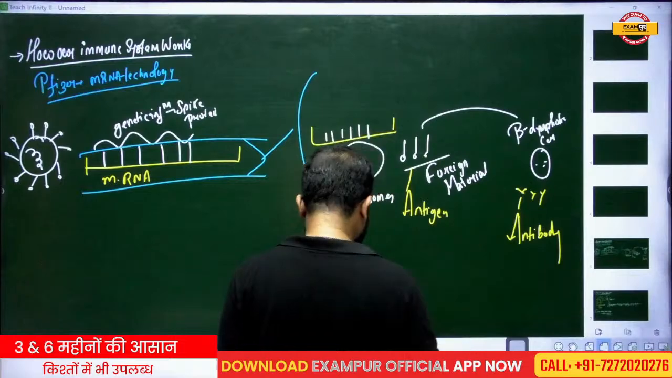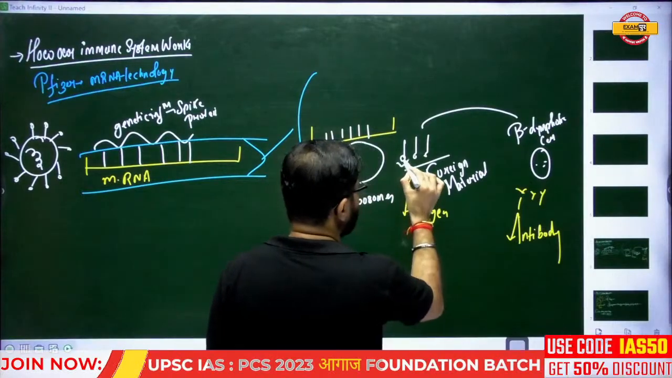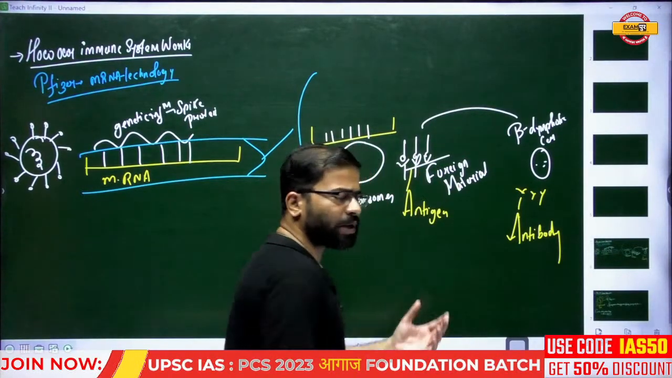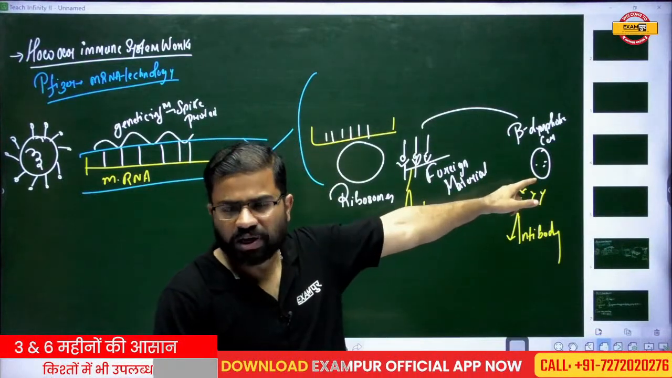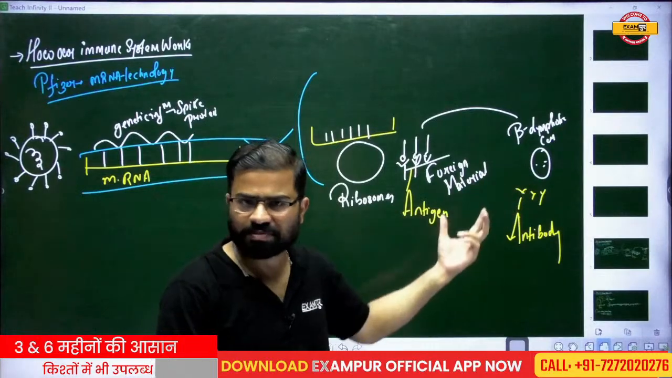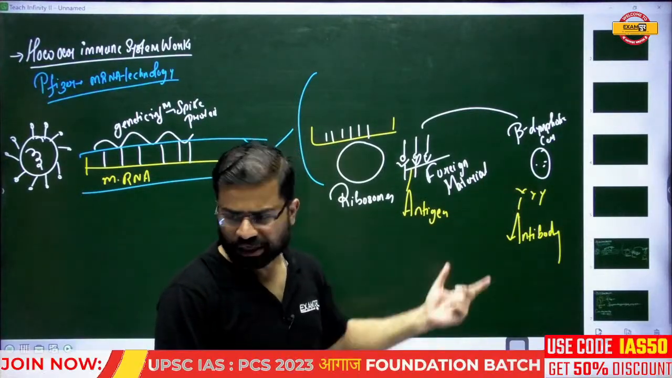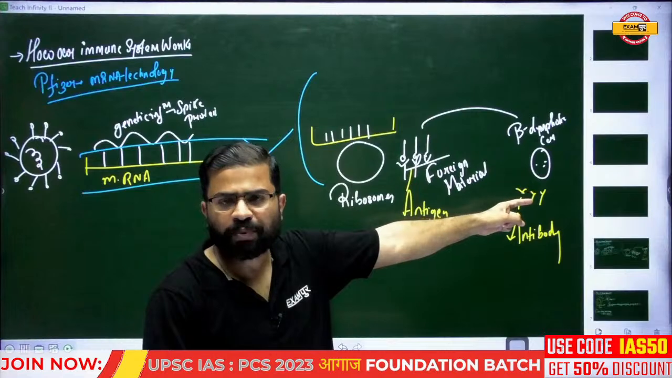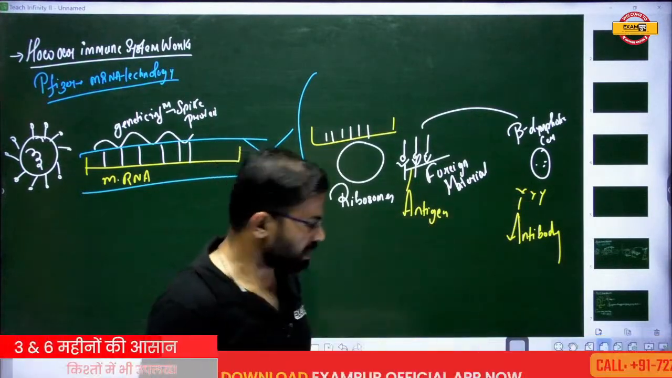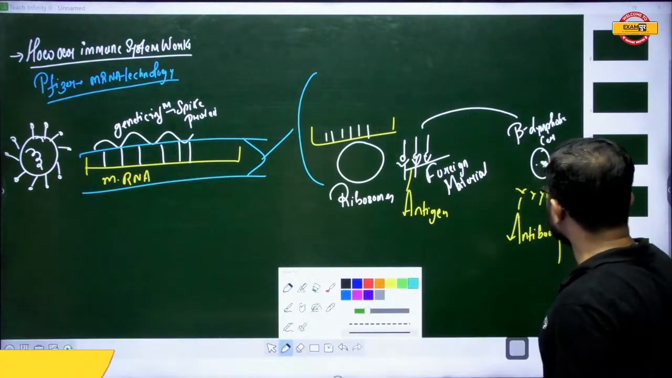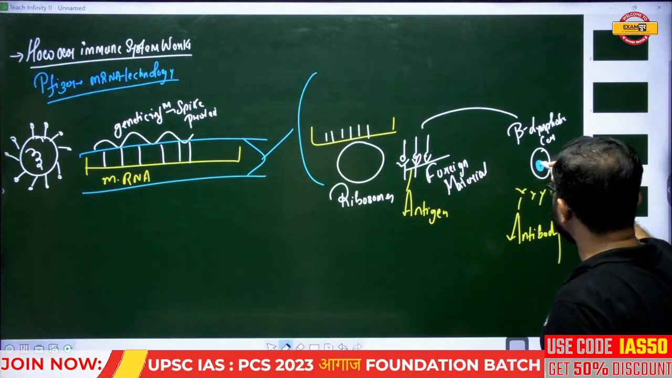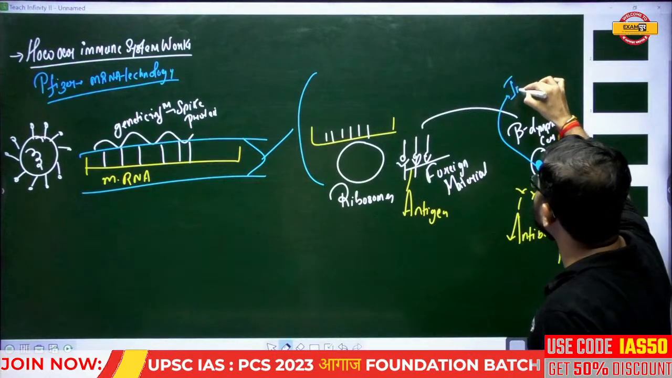So now what will happen? This antibody is going to neutralize this antigen. But at the same time, since this B lymphocytic cell has been activated and has released the antibody, the development of immunological memory will take place. In this portion, immunological memory will get developed. This is called immunological memory.